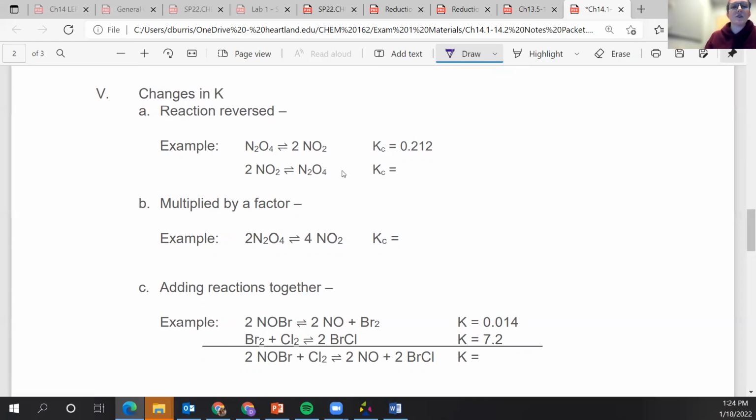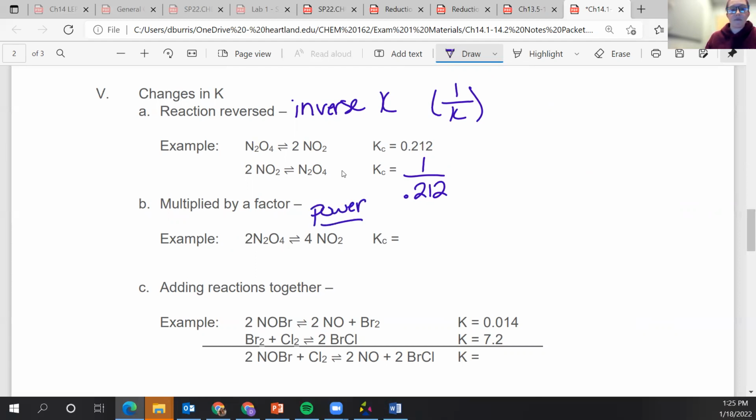So if you reverse the reaction, you get the inverse of K. So that would mean 1 over K. Right? So the K of this equation, which is the reverse of this one, is 1 over 0.212, and whatever that is. Okay. Now, if you multiply by a factor, so notice this is doubled from the first example, you are actually going to take the K value to that power. So the power of whatever factor you multiplied by.